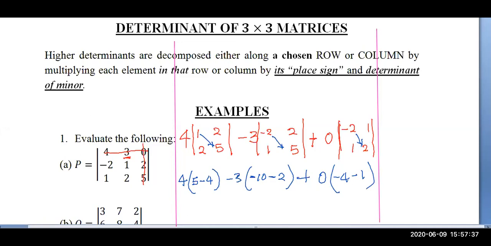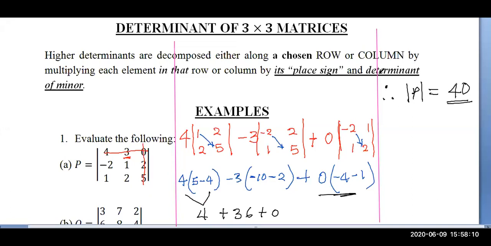All right, so 5 minus 4 is 1, times 4, you get 4. So the answer you get from the whole of this will give you 4. Minus the answer you get from here, minus 10 minus 2, will give us minus 12. Minus 12 times minus 3 will give us plus 36. So you have plus 36 plus 0, because everything times 0 will give you 0. Therefore, we conclude by saying that the determinant of P is equal to 40.